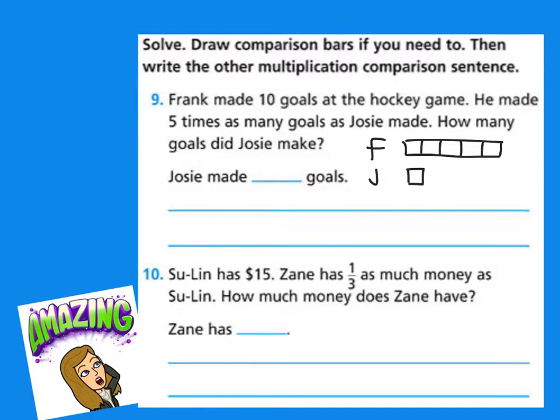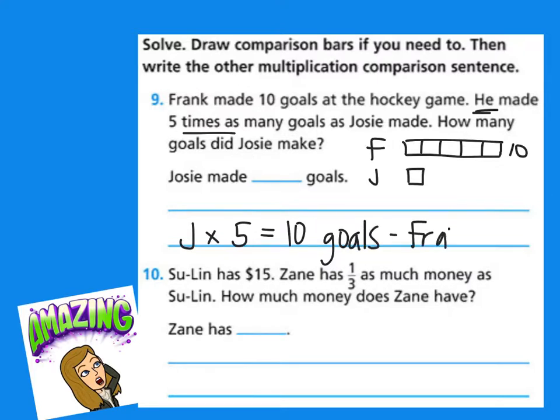Remember, it said Frank, he made 5 times as many. So if this is 10, we have to think 10 divided by 5, or think Josie's goals times 5 equals the 10 goals of Frank. Frank's total. So that means 10 divided by 5, or what times 5 equals 10? Well, that would have to be 2 goals. So that means that Josie only made 2 goals, and then I showed an example problem here. J times 5 equals 10, or Frank's goals.